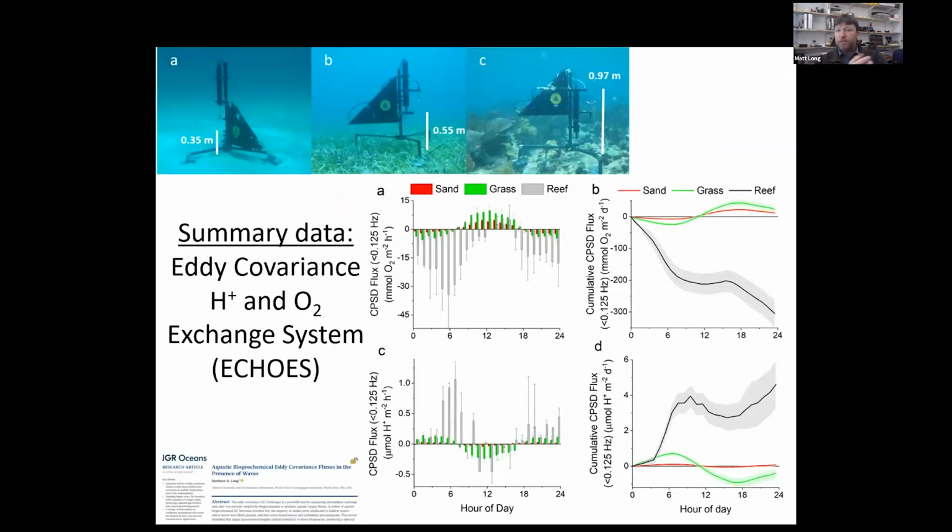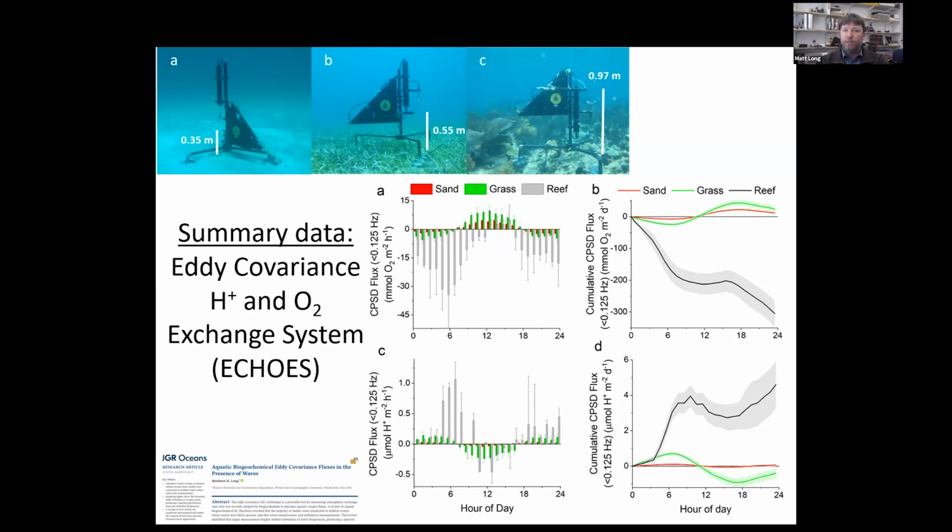So from these three sites, this is an example of summary data, and this is from my Eddy Covariance Hydrogen ion and Oxygen exchange system, or ECHOs. So in the top two panels, we have the oxygen flux, and that's across 24 hours. So this is a number of days of data averaged hourly together. In the red coloration, we have the sand fluxes. They're obviously the smaller fluxes.